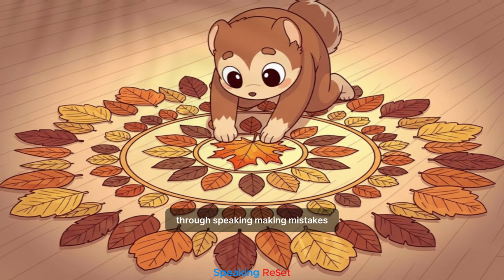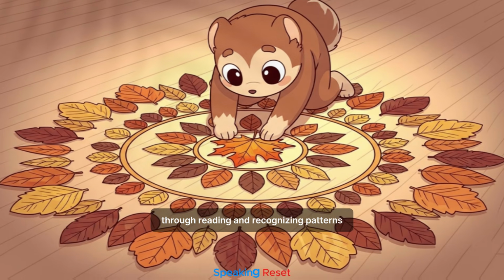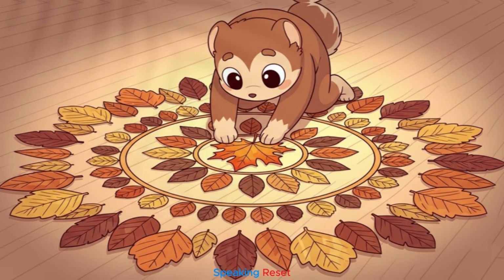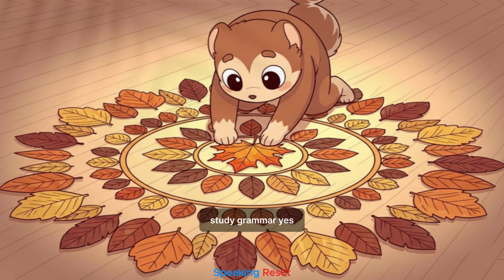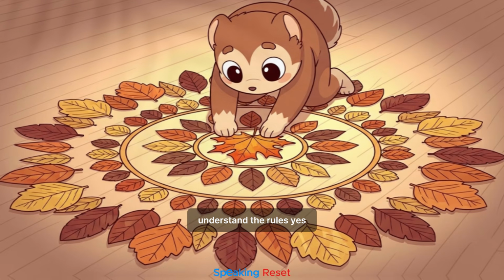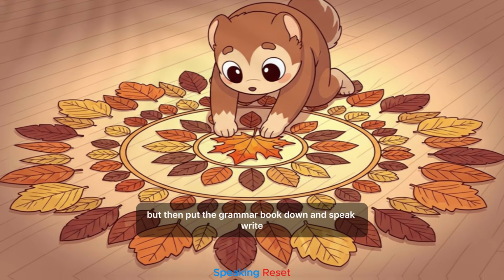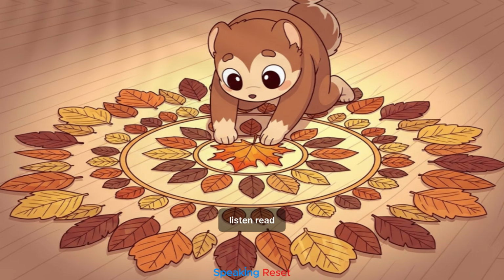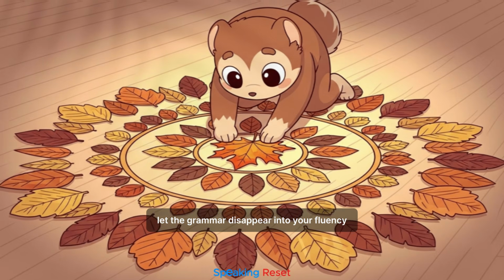Through speaking, making mistakes, being corrected, trying again, through reading and recognizing patterns, through listening and noticing how phrases fit together. Study grammar? Yes. Understand the rules? Yes. But then put the grammar book down and speak. Write, listen, read, engage with the language. Let the grammar disappear into your fluency.